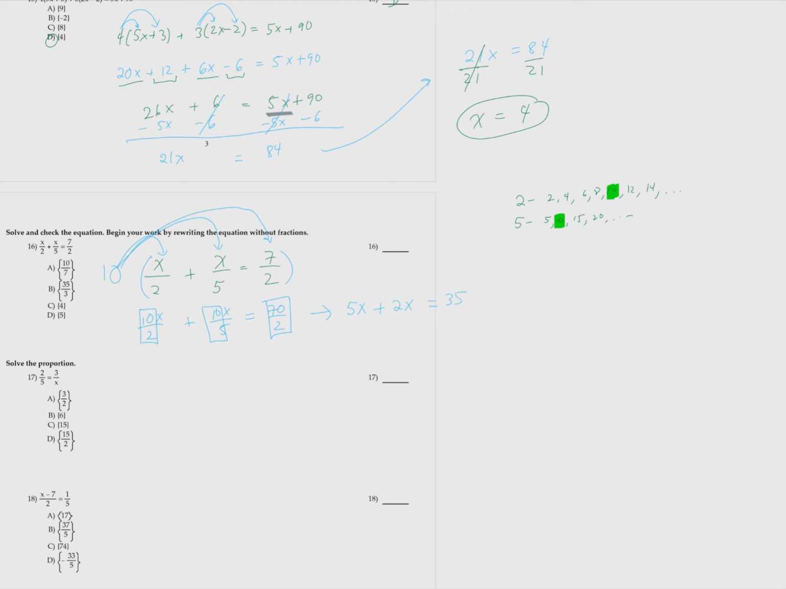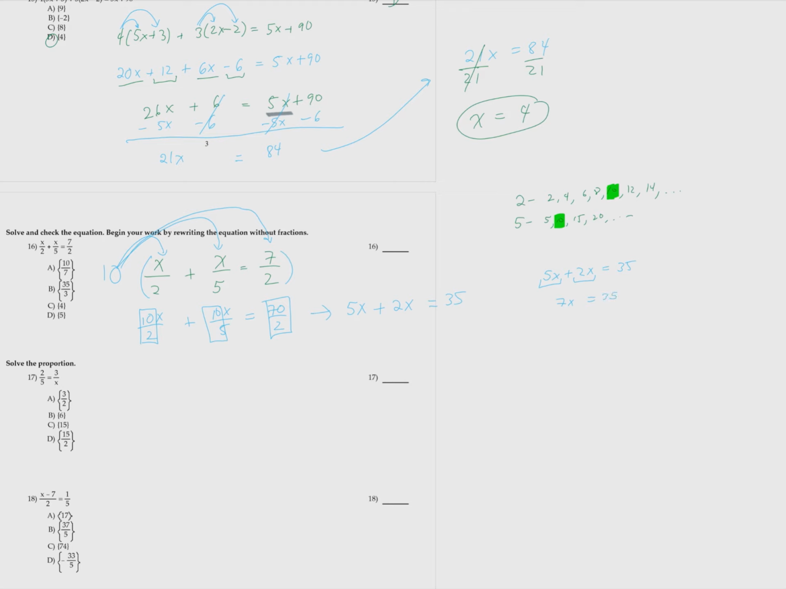Excellent. So now we have an equation. I'll write the equation here: 5x plus 2x equals 35. So let's go ahead and start solving. Before I do that, I noticed there's x's all scattered around, so I've got to combine the like terms. 5x and 2x can be combined. 5x plus 2x is 7x, and that still equals 35.